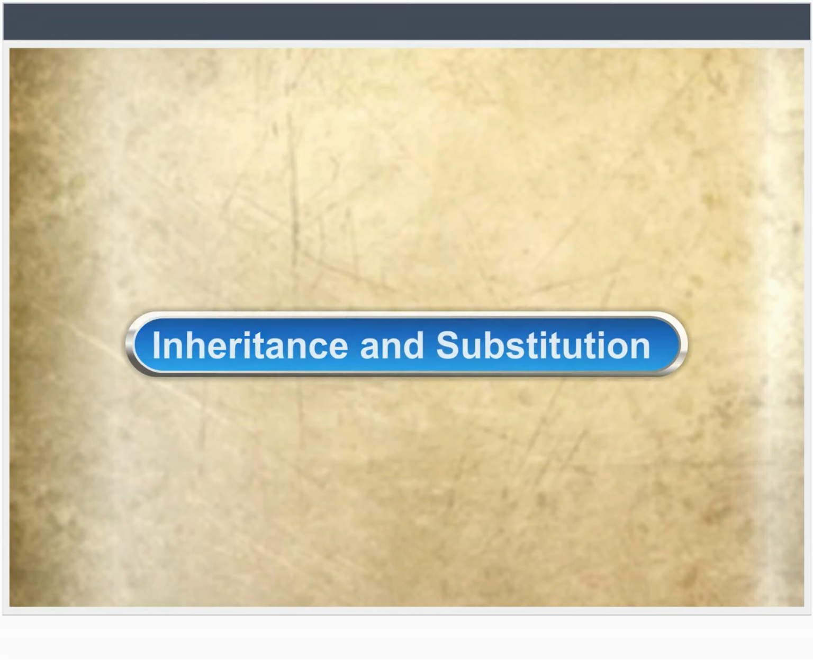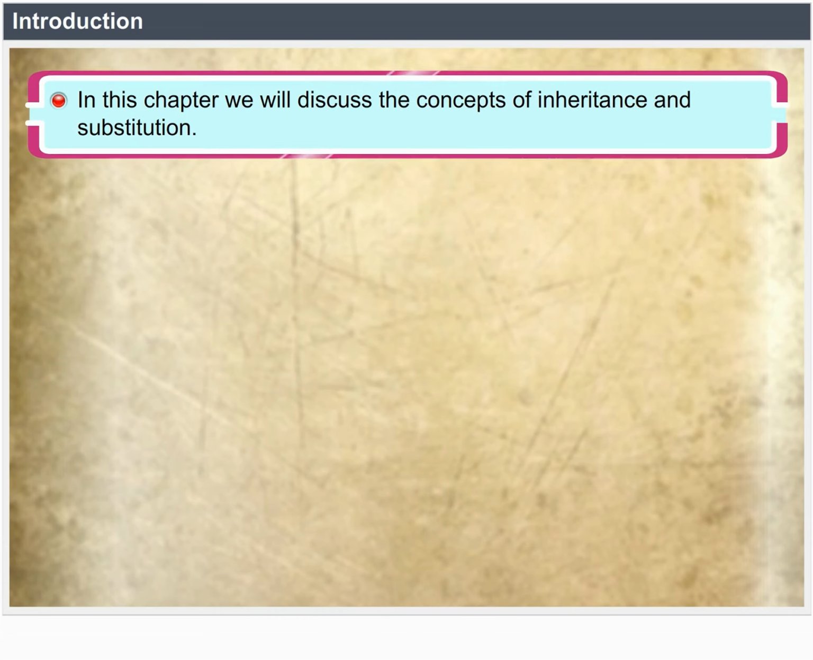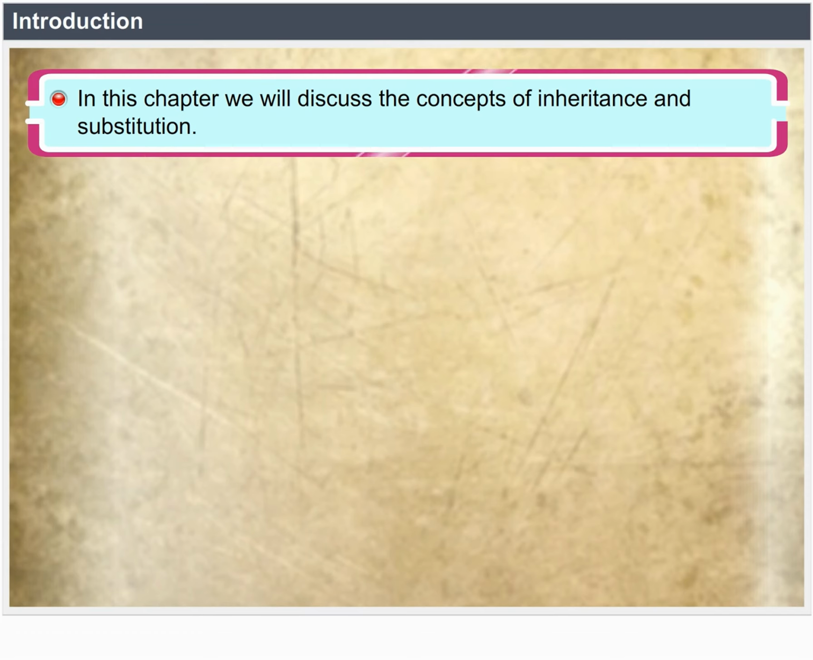Inheritance and Substitution. Introduction. By inheritance, we mean the property that an instance of a child class or subclass can access both data and behavior, that is methods, associated with a parent class or superclass. In this chapter, we will discuss the concept of inheritance and substitution.